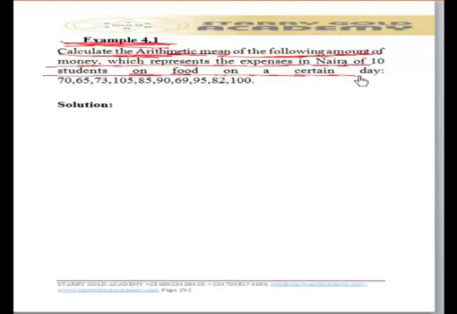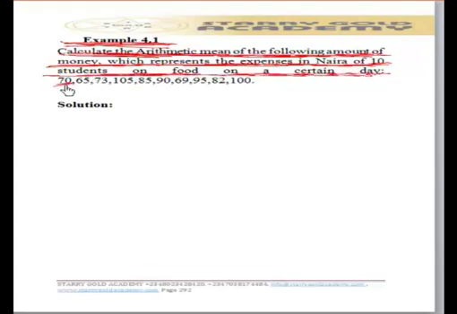So let's look at the example here and see how we can demonstrate the formula we have provided for arithmetic mean. The question says, calculate the arithmetic mean of the following amount of money, which represent the expenses in naira of 10 students on food on a certain day. Let me take that again. Calculate the arithmetic mean of the following amount of money, which represent the expenses in naira of 10 students on food on a certain day.